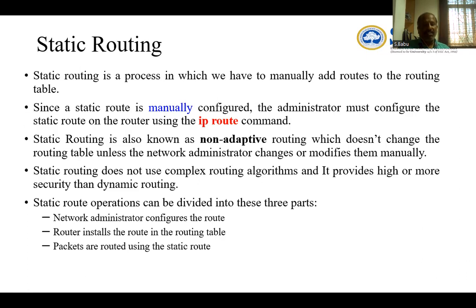One, the network administrator configures the route: source, destination, path, everything. Then the router installs the route in the routing table. The router installs all the possible routes from source to destination in the routing table. Then packets are routed using the static route or the default route. Whatever routes we have, the data is transferred through them.